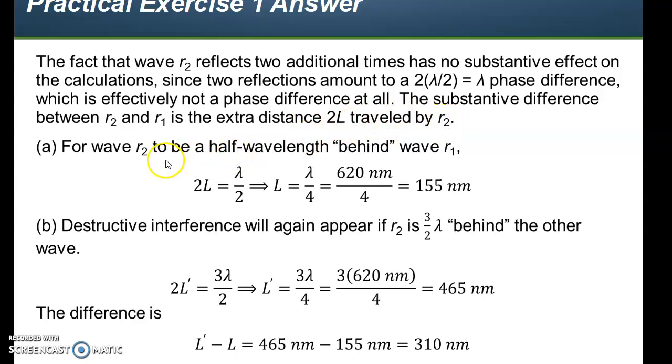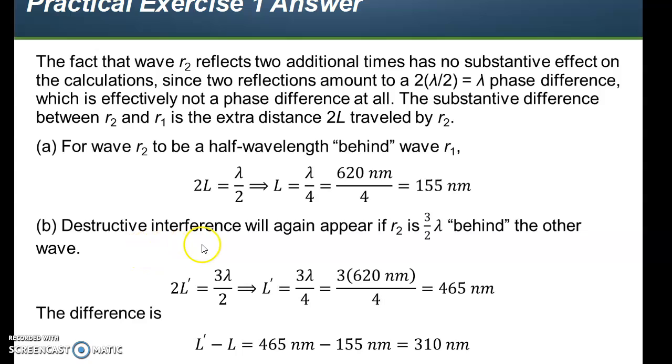The substantive difference between R1 and R2 is the extra distance traveled by it. Okay? So for R2 to be half the wavelength behind R1, that means 2L, 2 times that distance since it travels it twice, is lambda over 2. So that lambda equals lambda over 4. And since lambda is 620 nanometers, dividing that by 4 gives you 155 nanometers.